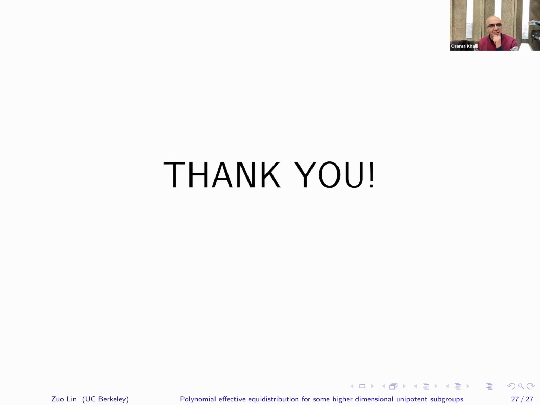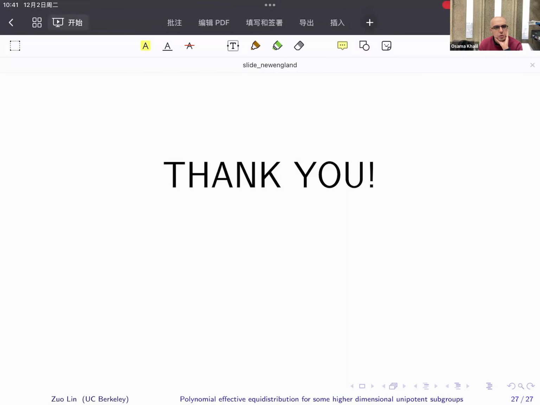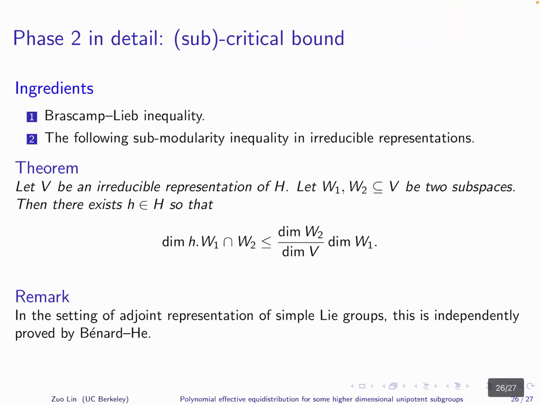Hi, could I ask a question? Oh yeah, sure. Could you say a little bit about how the submodularity inequality gets used in your strategy? Sorry, which one? This submodularity, yeah, this theorem. So basically, you can think about this as: Brascamp-Lieb tells you that if you have a correct subcritical estimate for linear stuff, then in general you should get correct subcritical bounds for entropy, and basically that is how it's used.